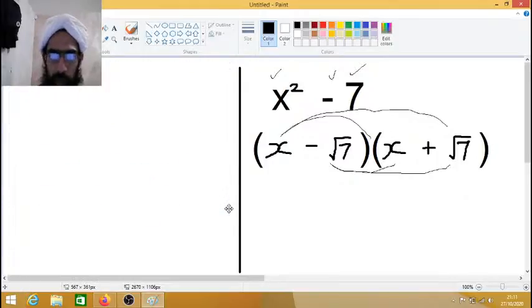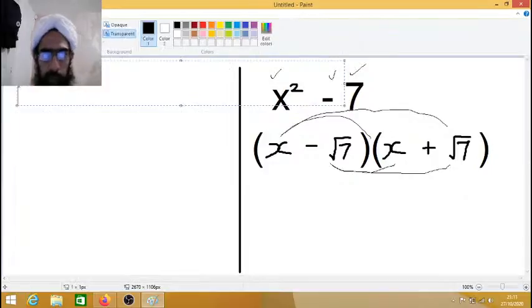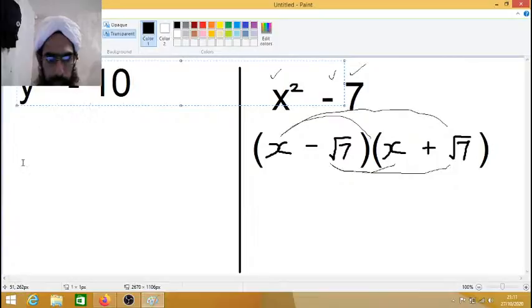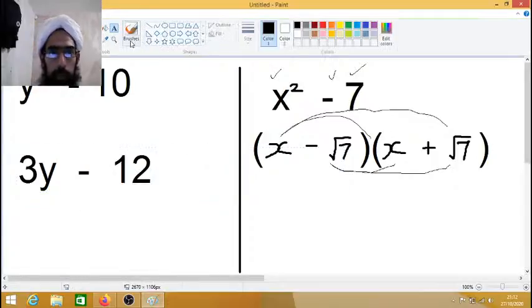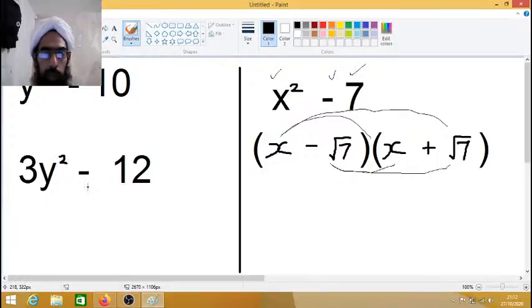Okay, see if you can do 2, a very easy one, and then a slightly harder one. So y squared take away 10, 3y squared take away 12. See if you can factorize both of them using the difference of two squares, and I'll take answers in a minute, inshallah, if God wills.